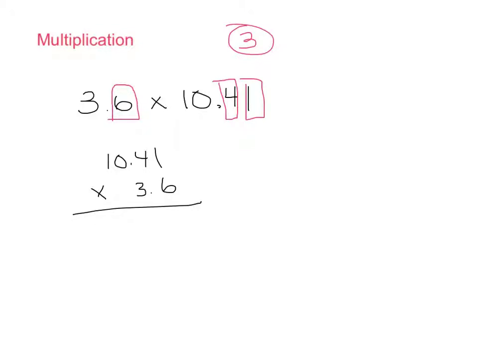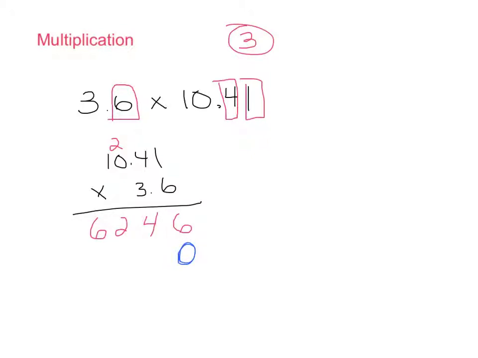At this point, I'm going to completely ignore the decimals. I'm going to just multiply. 6 times 1 is 6. 6 times 4 is 24. Put the 4, carry the 2. 6 times 0 is 0, plus 2 is 2. 6 times 1 is 6. Need to remember to move it over 1 space.